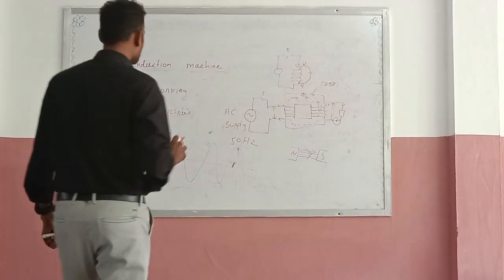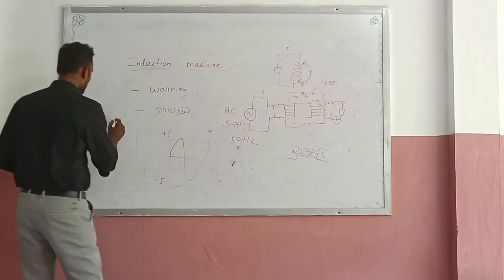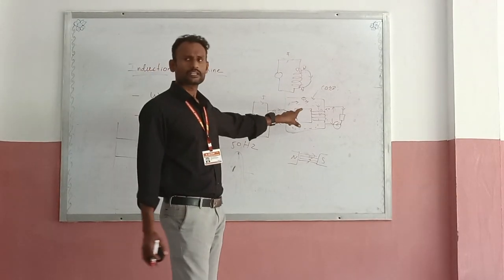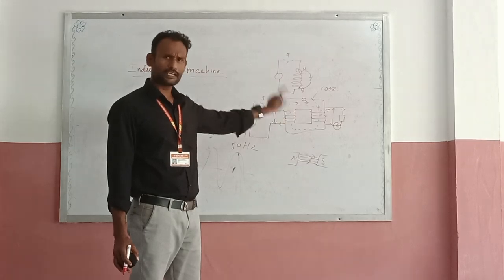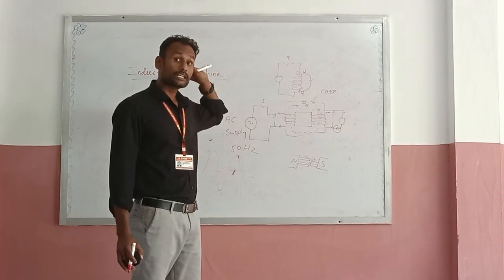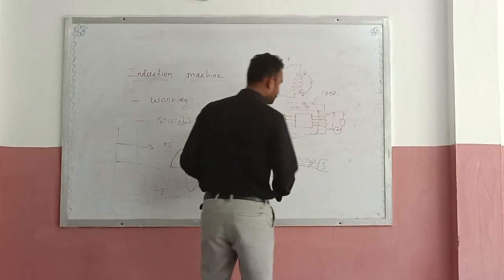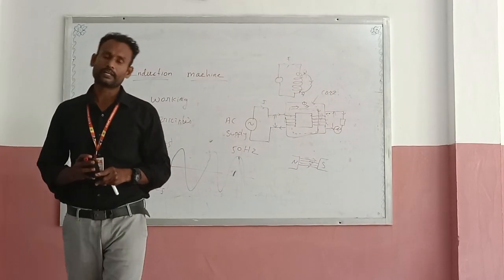Nothing. If you are giving DC supply, that is constant flux, right? So if you are giving DC, then it will produce constant flux. Yes, the flux produced is nothing but constant flux. The constant flux never does anything.